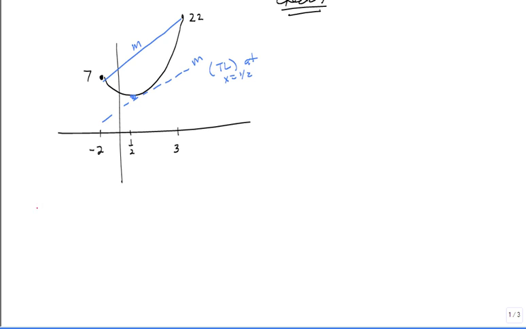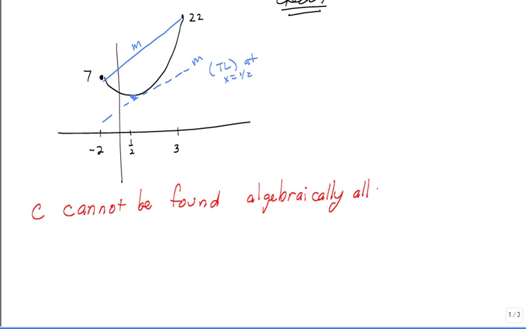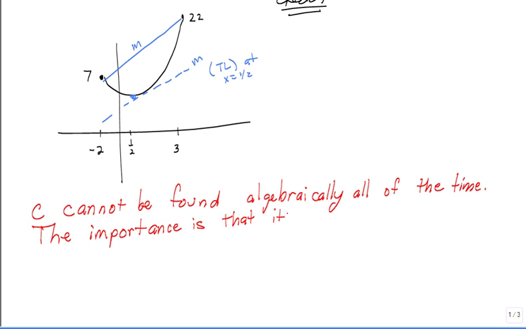Another thing you should know about this is c cannot be found algebraically all the time. I mean, that means by doing algebra. The importance is that it exists.